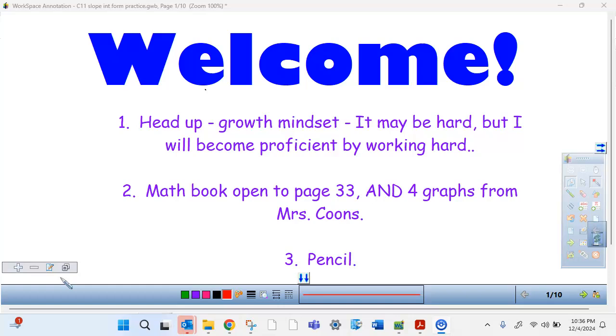You need your math book open to page 33 and 4 graphs that Mrs. Coons is going to hand out to you. And then you'll need a pencil. So Mrs. Coons is going to pause the video. She's going to hand out those 4 graphs, and then while you're working, she's going to come around with a piece of tape, and you can tape those graphs to page 33. So Mrs. Coons, pause the video, and when everything's ready to go, we'll keep going forward.